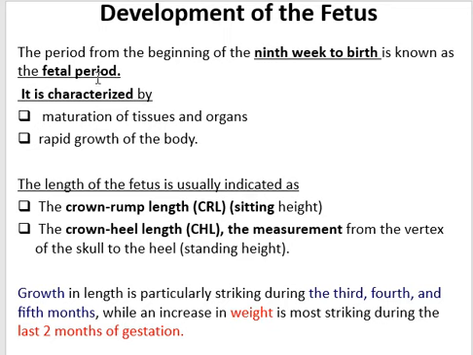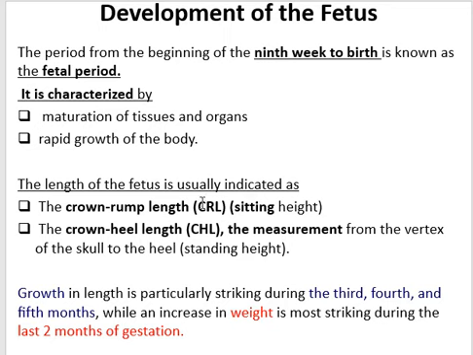So, what events will occur within the main events we will discuss today? It is characterized by the maturation of tissues and organs and rapid growth of the body. So two points: maturation of tissues and organs, as tissues and organs are already formed, and then after maturation there will be the rapid growth of the body.